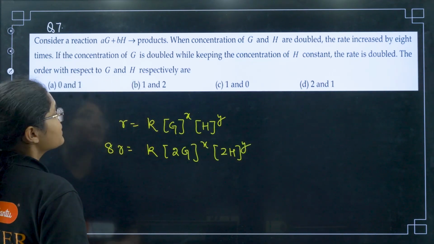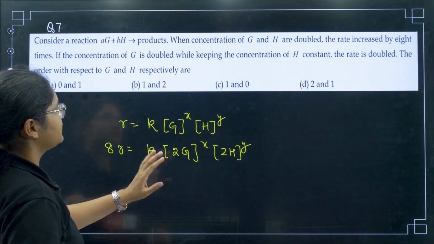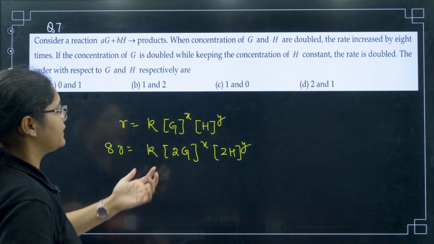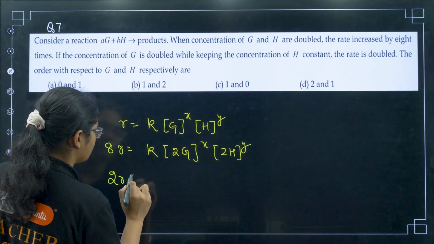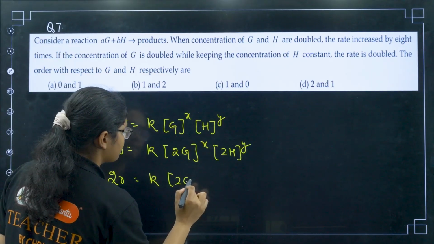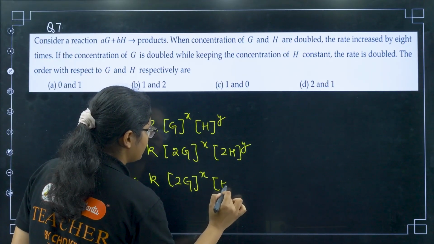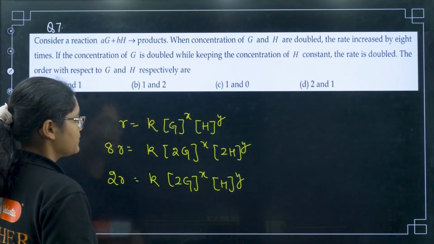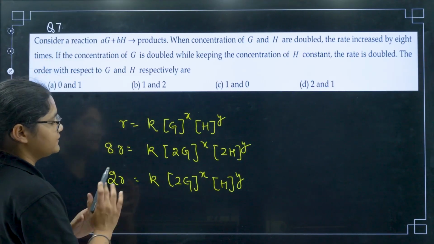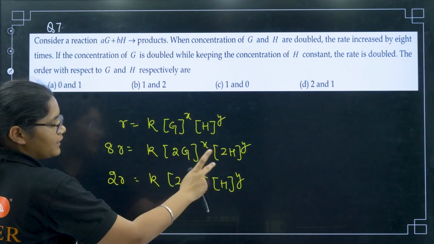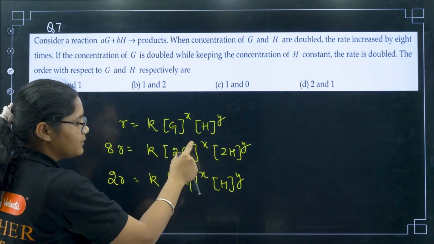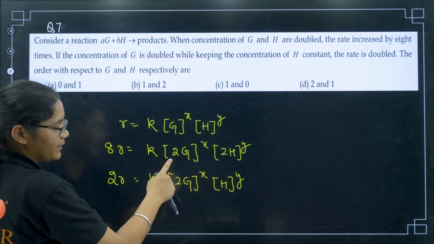Okay, that's the first thing. Next, if the concentration of G is doubled while keeping the concentration of H constant, then the rate is doubled. So rate will be double if only the concentration of G is doubled and H is kept constant. Now if I solve these two, when I double both of them, the rate is increasing by 2 times. If I am doubling this one alone, the rate is becoming 2 times, right, double.